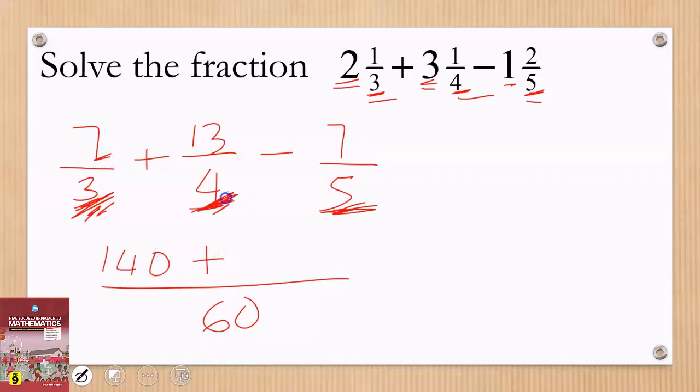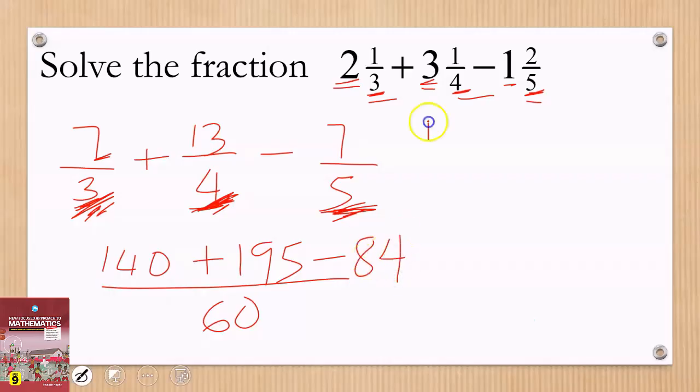Plus, 4 can divide 60 as, so that will be 15. Oh, sorry, that will be 15. 15 times 13 gives 195, all right? Then minus, 5 can also divide 60 as, so that will be 12. 12 times 7 will be 84.